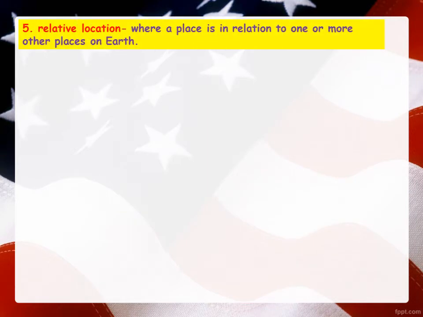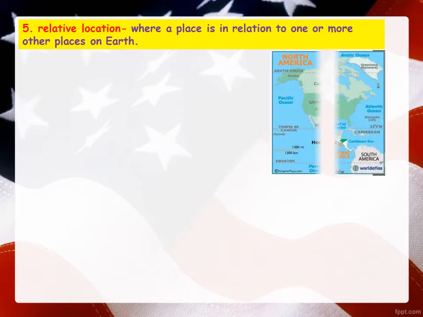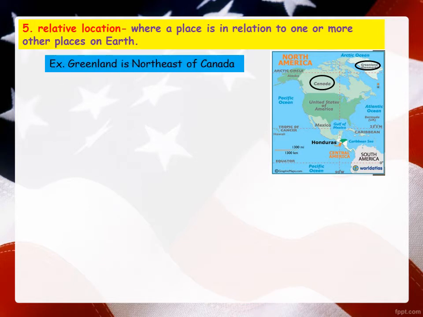Alright, for number 5, we have relative location. It is where a place is in relation to one or more other places on Earth. Look at the map here. For example, where is Greenland? To give the relative location of this country, you have to look at what is around that certain country or place. First, let's locate Greenland. Alright, here it is. Now you can say that Greenland is northeast of Canada. And by the way, grade 4, you can even use the neighboring countries, and you can even use the name of the oceans.